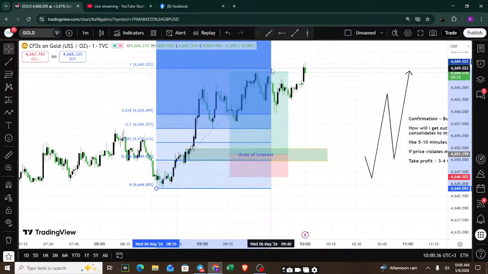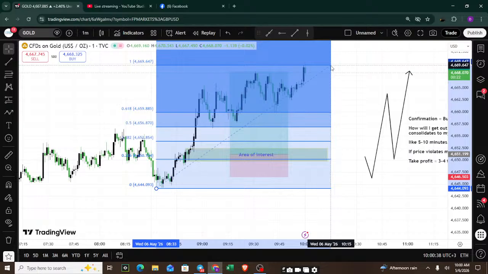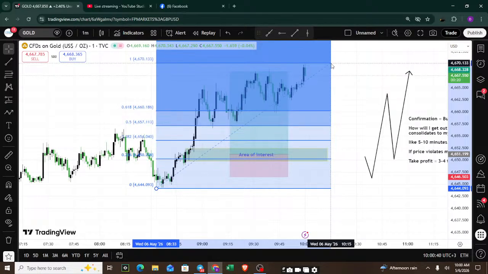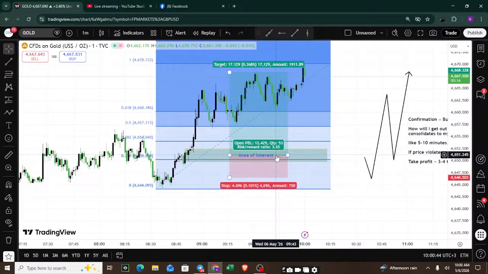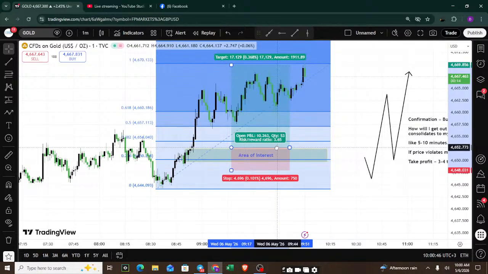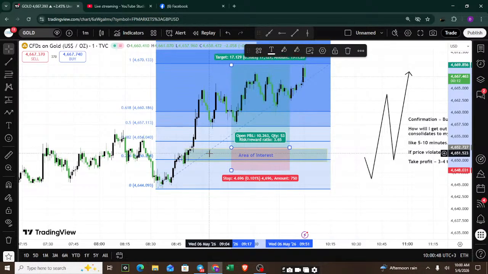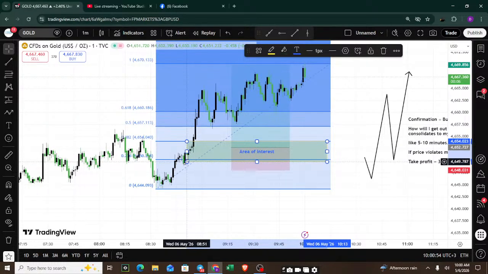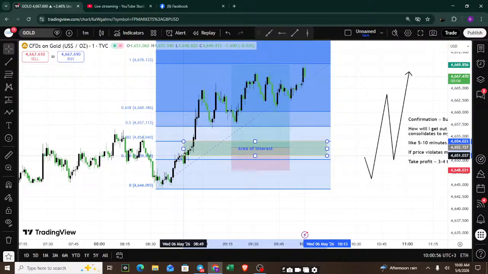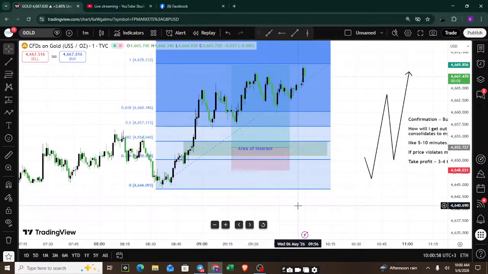I am also going to adjust this level. So now, that is our level now.